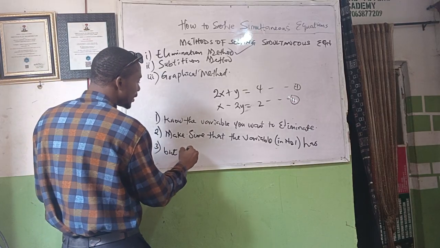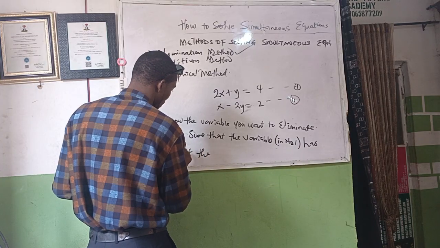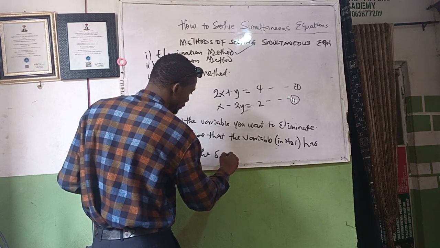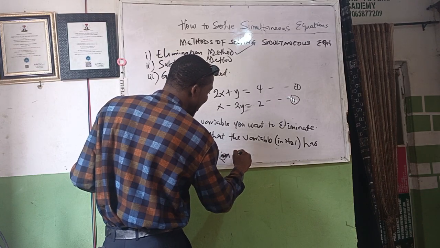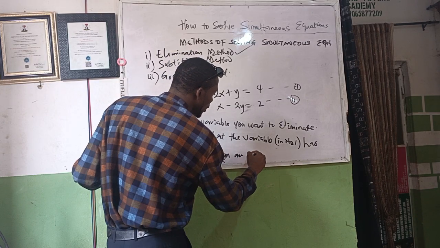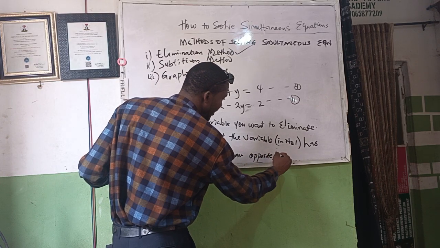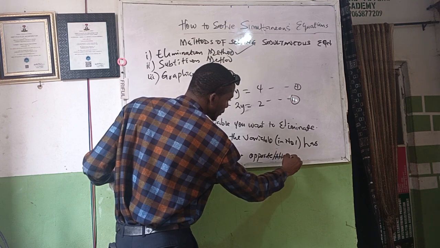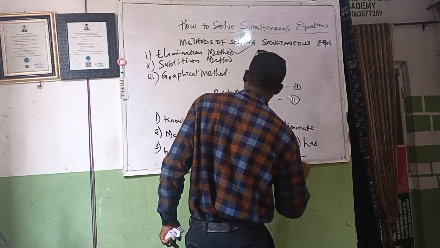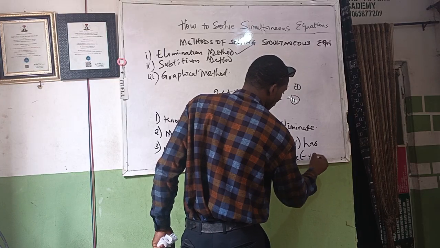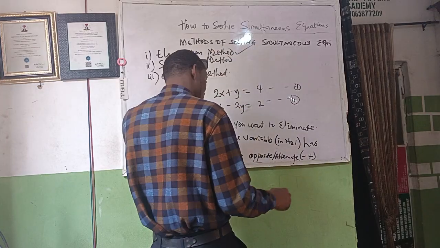But if the signs are opposites or alternates, that is plus in one and minus in the other, both equation 1 and equation 2, one has plus, the other one has minus, then add.